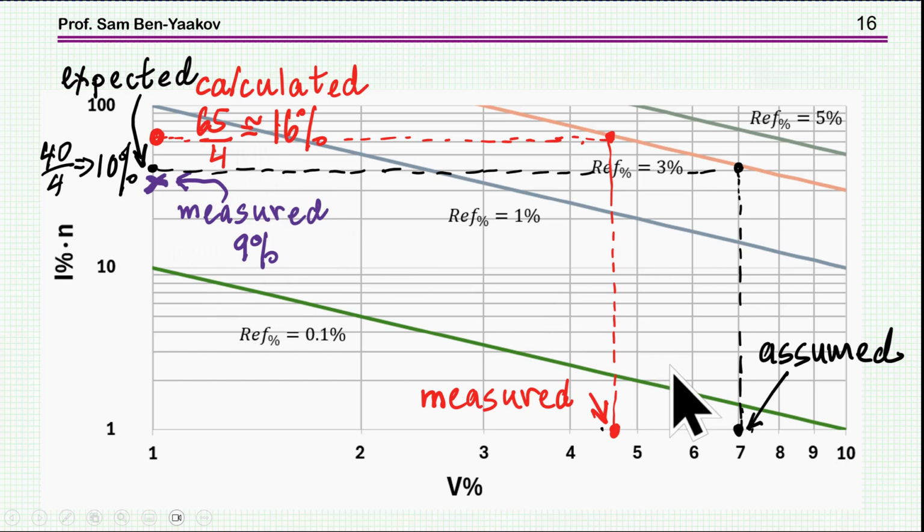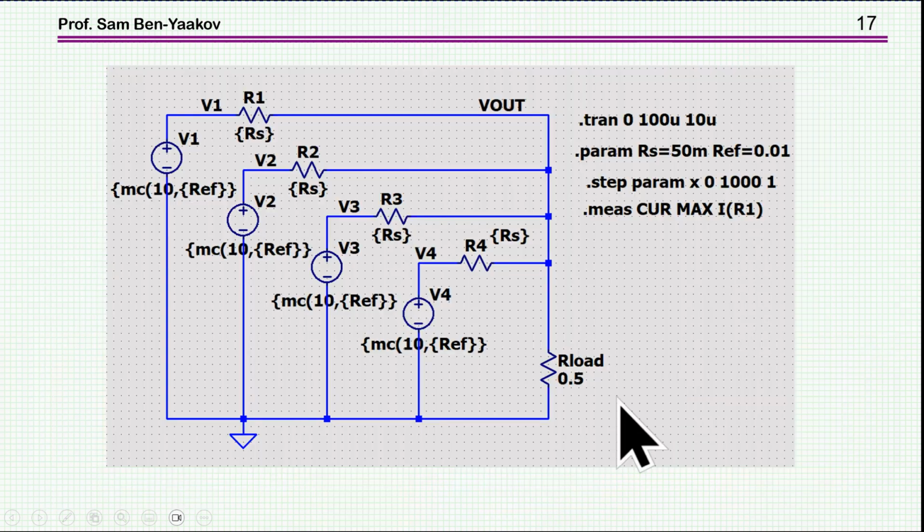And one way to do it is to use a simulation. And for example, you can use Monte Carlo statistics and then run a Monte Carlo simulation. This is in LTspice. You see this means that the nominal value is 10 and the deviation is this reference, which in this particular case is 1%. And I'm running it 1,000 times, and I'll be looking at the current of this one, and of course I can look at the other voltages. This is just the calculated value here.